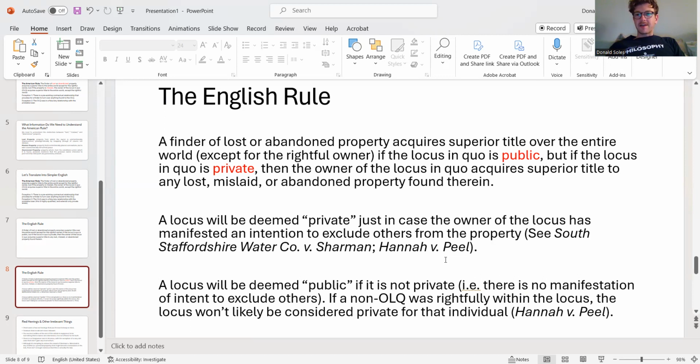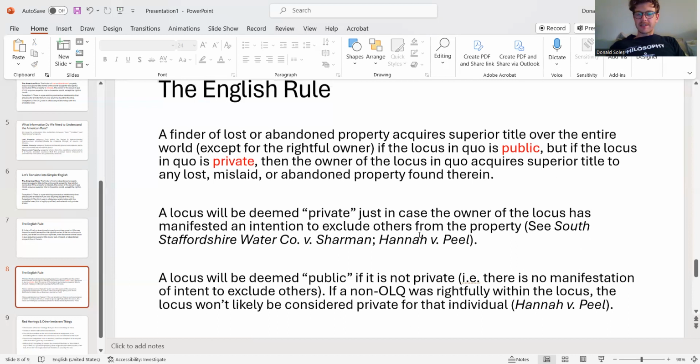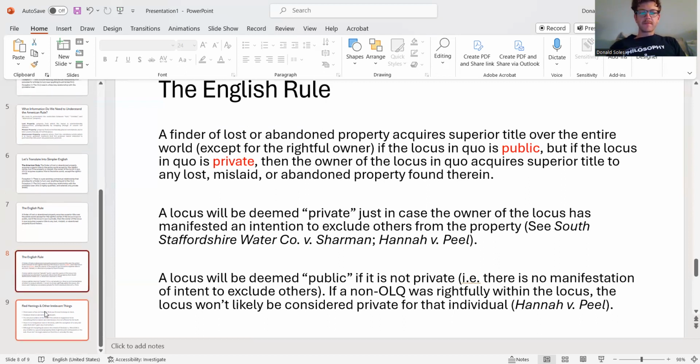It has to be more or less a place they're allowed to be within the place they're renting. It has to be public to them. So that's the English rule. The English rule is that the finder will prevail if the locus is public, and the owner will prevail if the locus is private, where privacy is defined by this manifestation of intention to exclude others.